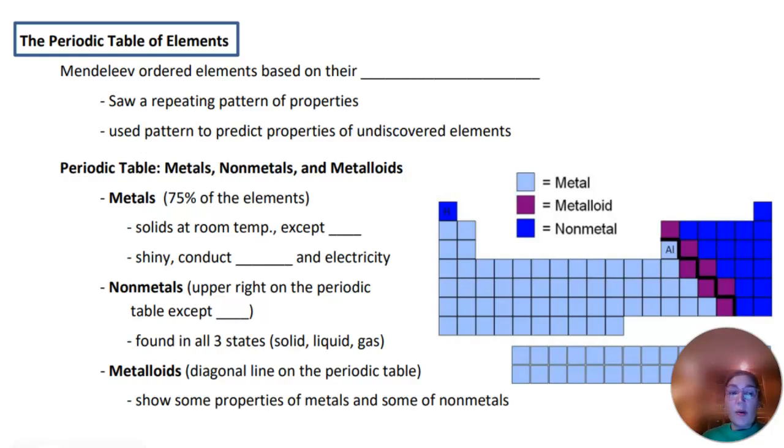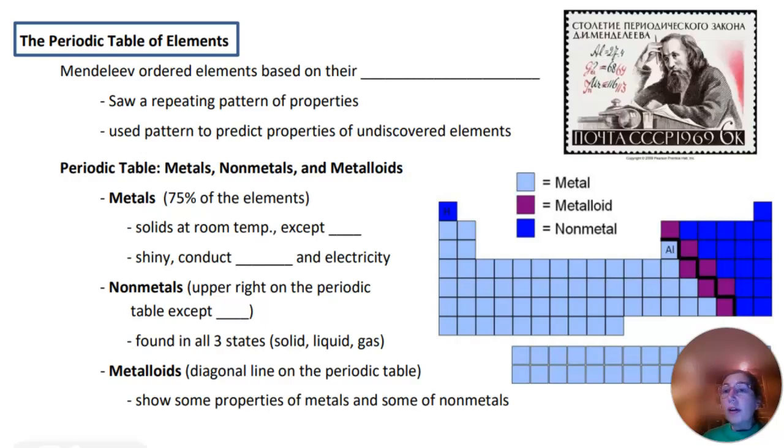Okay, in this video, I will introduce the periodic table of the elements and start going over characteristics of our modern periodic table. Our modern periodic table is attributed to a Russian chemist named Dmitry Mendeleev, who was the first to order elements based on their atomic mass. When he did that, he also saw a repeating pattern of properties.